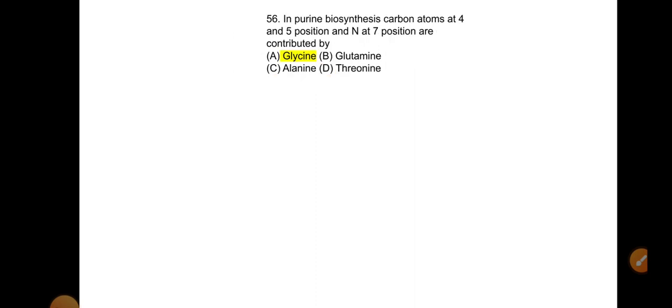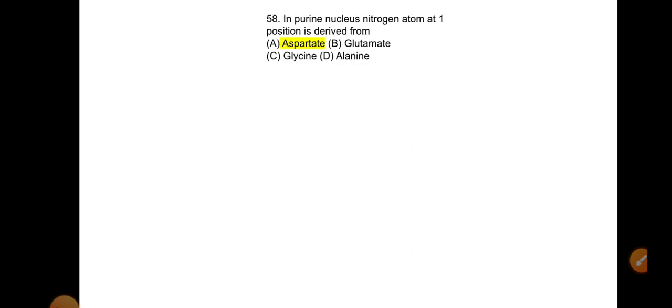56, in purine biosynthesis, carbon atoms at 4 and 5 position and N at 7 position are contributed by glycine. So this again gives you an idea that you have to remember how your nitrogenous bases are formed and from what sources. 57, N10 formyl and N5 N10 methenyl tetrahydrofolate contribute purine carbon atoms at positions 2 and 8. This you have to remember. MTHF, methyl tetrahydrofolate. 58, in purine nucleus, nitrogen atom at one position is derived from aspartate.